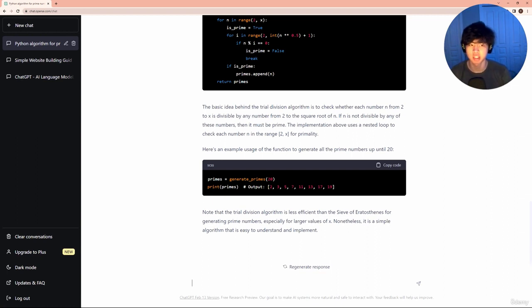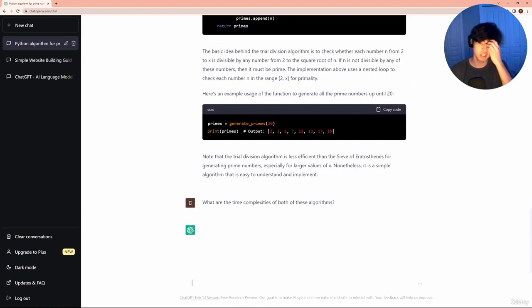And the way you would phrase that is, well, you could probably ask, why is one slower? So that would be a sort of naive question. But if you're familiar with the theory behind algorithms, you could ask it, what are the time complexities of both of these algorithms? So let's see if it can tell us that.